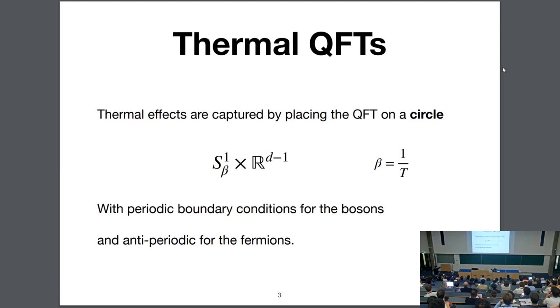Okay, first of all, textbook material. You choose your favorite finite temperature quantum field theory book. The first thing they teach you is you put your quantum field theory not on flat space. You have one circle, which is the Matsubara circle, and the radius of this is the inverse temperature. And you put periodic boundary conditions for the bosons and anti-periodic for the fermions, and you go. You compute your Feynman diagrams with this prescription.